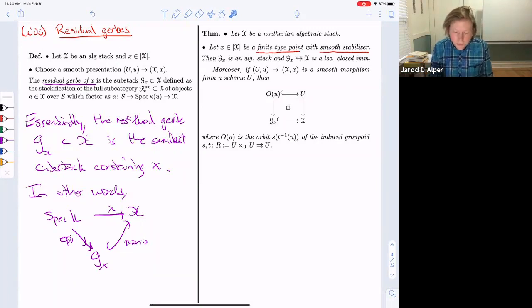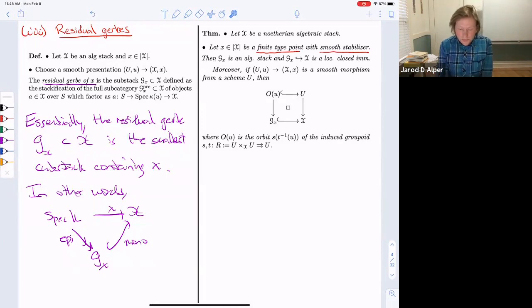But we were able to utilize this hypothesis of a smooth stabilizer, because we've defined stacks as quotients of smooth presentations. And if you wanted to relax this hypothesis, you would need to be able to take quotients of flat groupoids and flat equivalence relations. And we're really not going there. So I'm happy with imposing this hypothesis, and you get an easier proof.